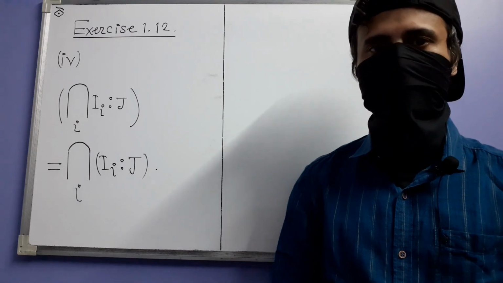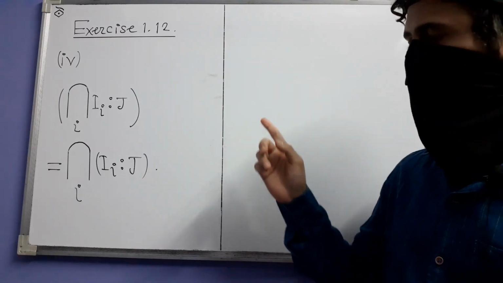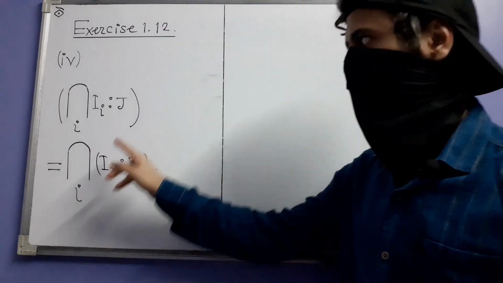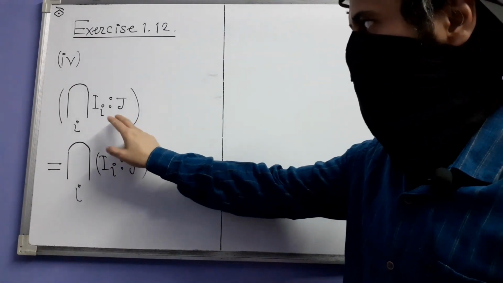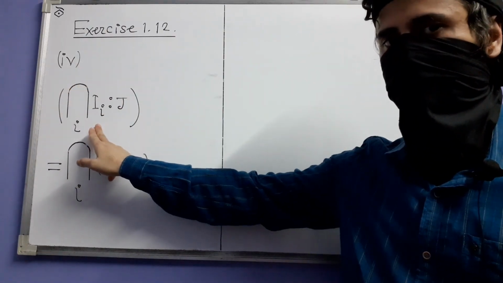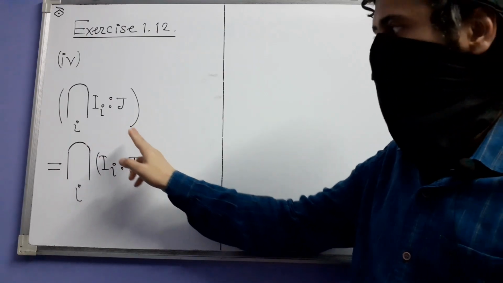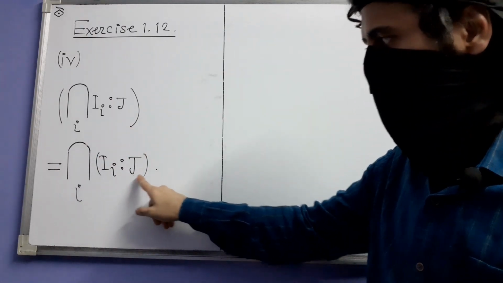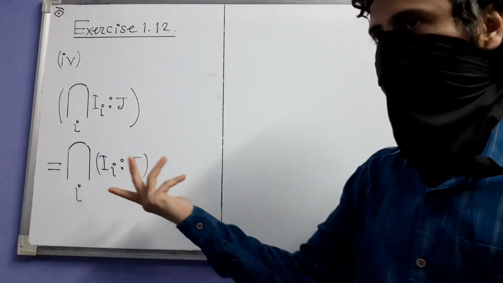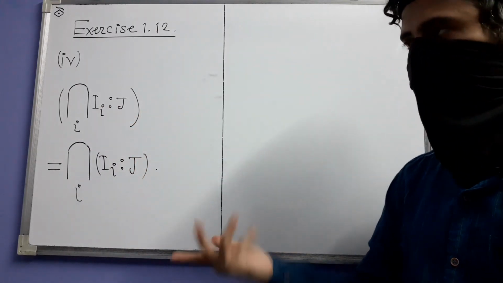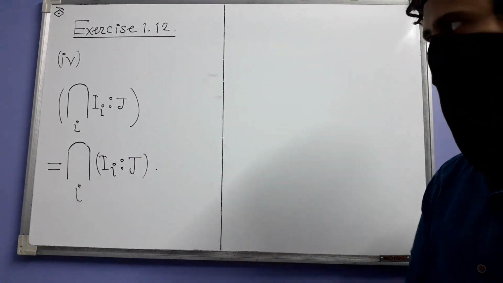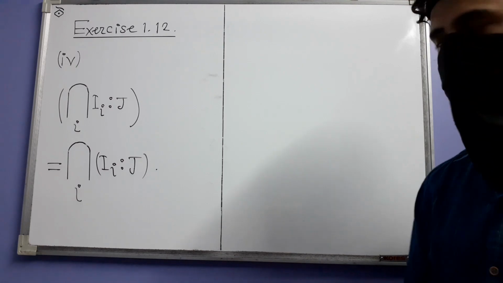Let us first complete this exercise, of which we have done the first three parts. So this is the fourth one. It tells us that the ideal quotient of this intersection of some ideals I_i and some ideal J is equal to the intersection of these ideal quotients. Here we may have infinitely many ideals I_i or finitely many, it's a general intersection. It's actually quite easy, so let's see the solution.